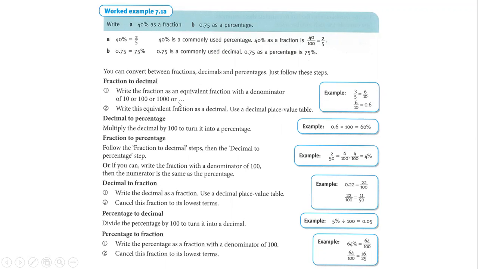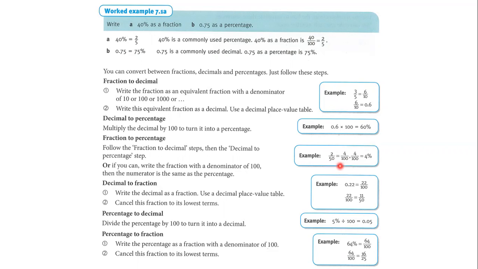Okay, decimal to percentage: you simply multiply the decimal number by 100 and it becomes a percentage. But fraction to percentage, you will try to do the same thing. First of all, try to make the denominator 100. Like here he writes 2 by 50, you can see on my screen. I will make it 100. Try to make it 10, 100, 1000, like that. It's easy for you to solve it all.